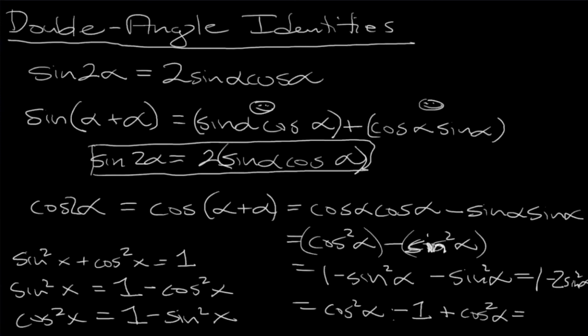Which gives me 2 cosine squareds minus 1. So this is one of the forms, this is one of the forms, and this is one of the forms. So cosine has 3 possible ways of writing it. And you just use whichever one's easiest for what problem you're working on.